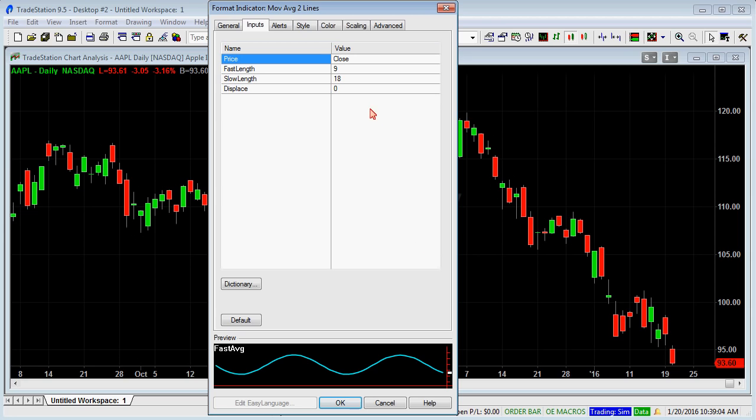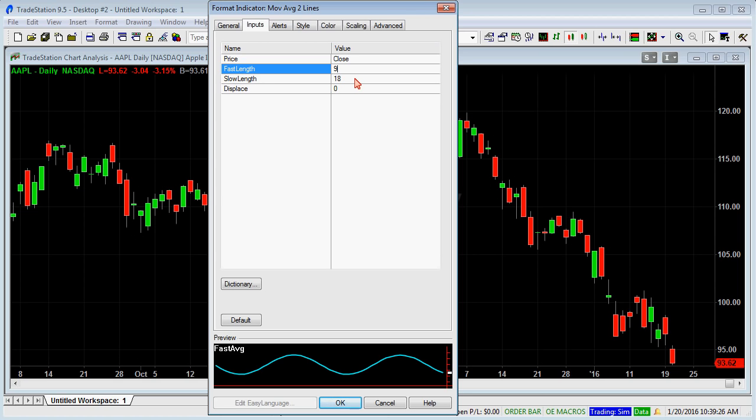Format the indicator. By default, the moving average is using 9 and 18. You can change those values. You can keep them the same. It doesn't really matter what numbers you use as long as you use something that is appropriate for the market you're trading. For now, let's just use default parameters and see what numbers we get, okay?